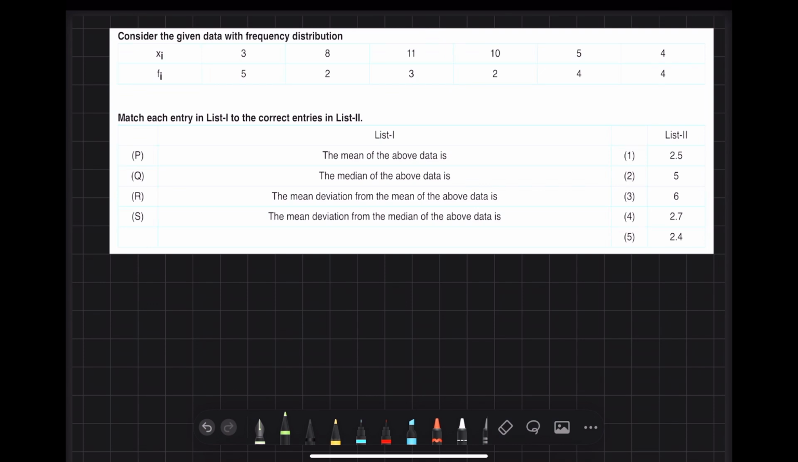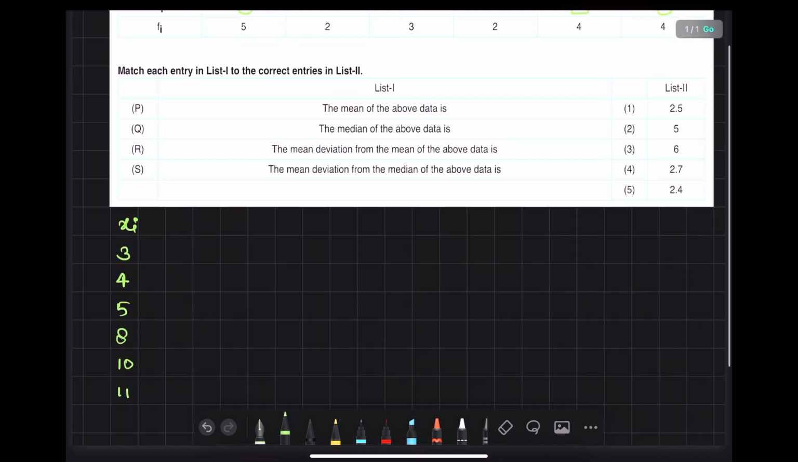Okay, so look at this. I will be writing xi first, meaning smaller comes first. So first is 3. After 3 I should go with 4, then 5. After 5 I should go with 8, then 10, and then 11.